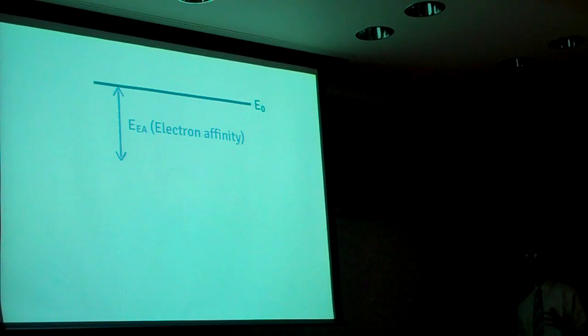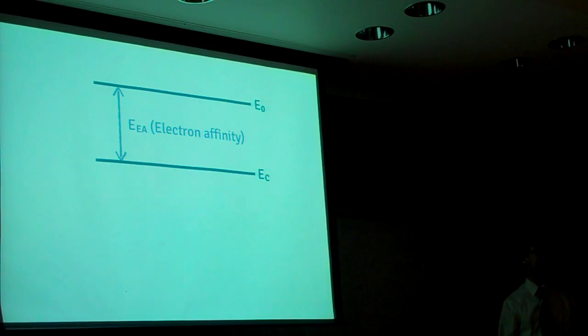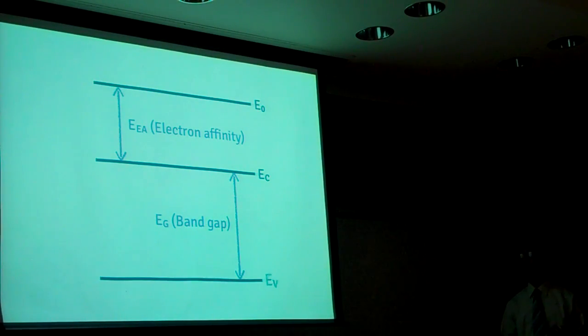So in order to plot the bands, first we need to have something to reference to. And in this program, everything is referenced to the vacuum energy. So from the vacuum energy, we take the electron affinity, and we just do some subtraction, and we get the conduction band. And then we take the band gap, and we do some more subtraction, and we get the valence band.